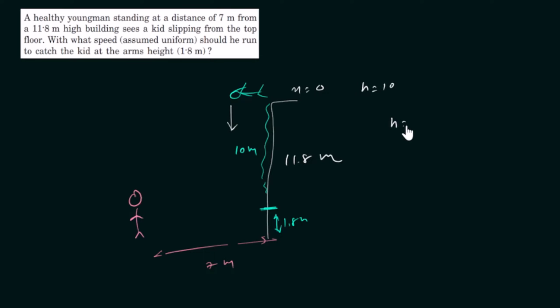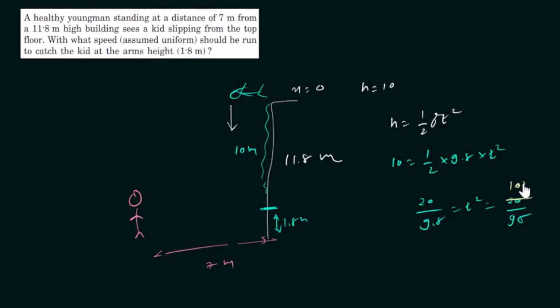So h equals ut plus half gt square, which is half gt square. Height is 10, this is half, and we can take g as 9.8 into t square. So this is 20 by 9.8 equals t square. This will be 200 divided by 98, which can be written as 100 divided by 49. So t can be taken as 10 by 7 second. So after 10 by 7 second, the kid will be at this particular point.